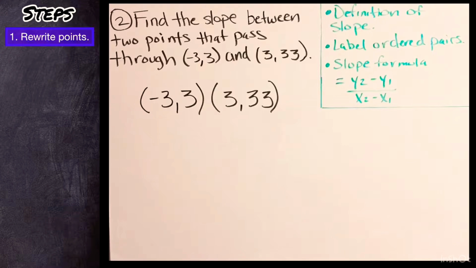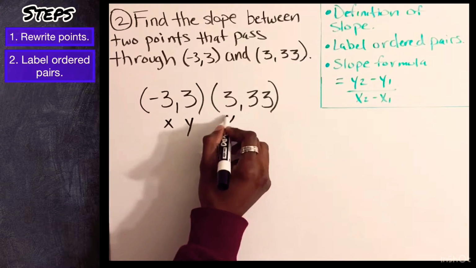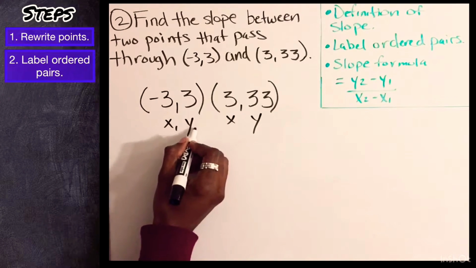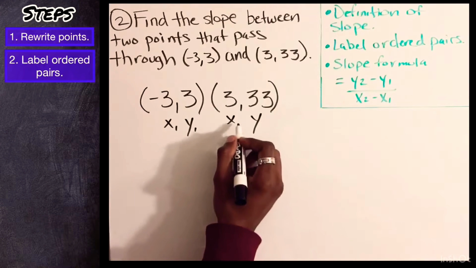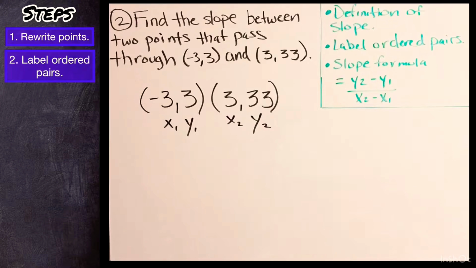Okay, so step 2 is to label these ordered pairs. And just like last time, we have an X and a Y in each of our coordinates. And this is our first set of ordered pairs, so we'll just place a sub 1. This is our second set of ordered pairs, so we'll place a sub 2 on those.